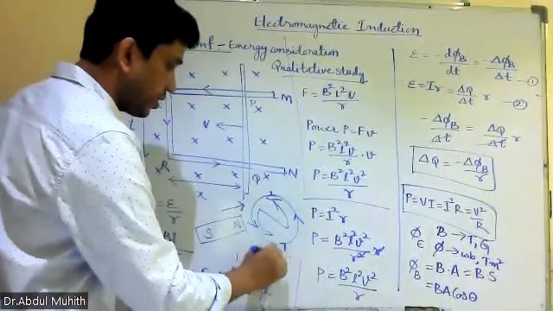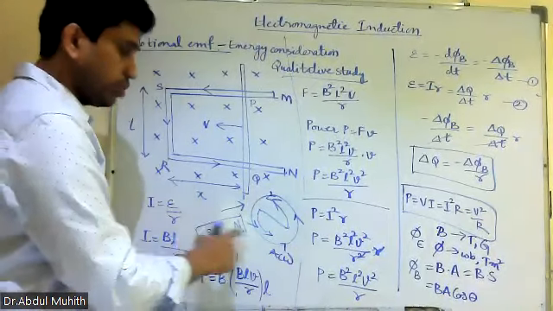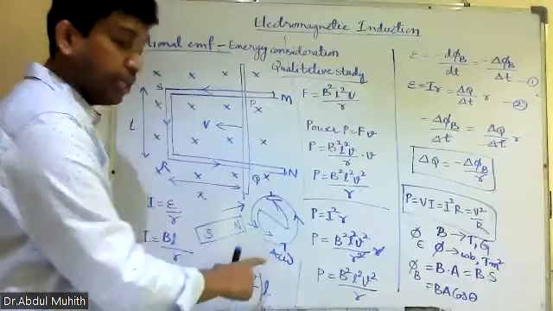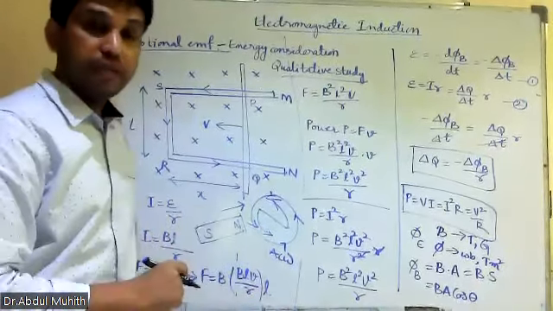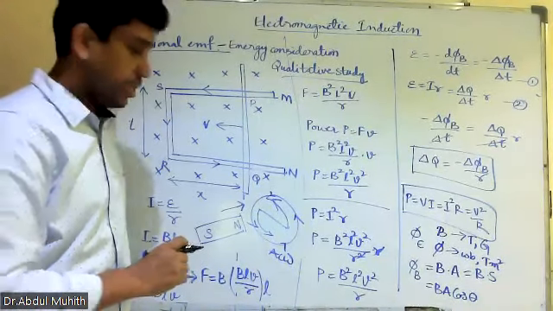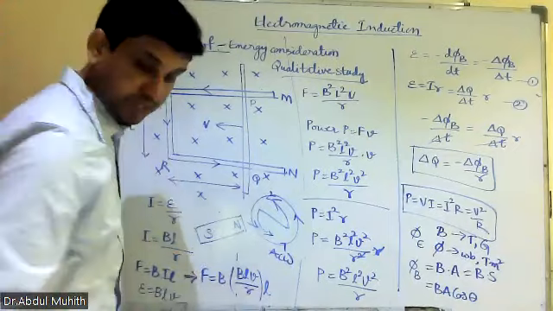Is that clear? When a north pole of the bar magnet is moving towards a stationary wire or a coil, a north pole is formed and the induced current flows in anti-clockwise direction. Is it clear, all of you? Now, the second part of this conservation of energy.